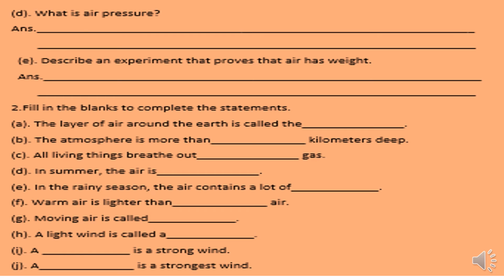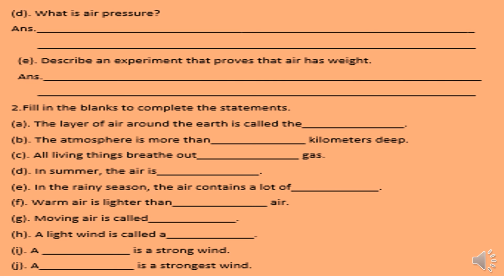D part is, in summer the air is dash. In summer the air is lighter, because in summer the air is hot, and you know the hot air is lighter and it always rises up. E part is, in the rainy season the air contains a lot of moisture. F is, warm air is lighter than cold air. In the blank you will write cold.